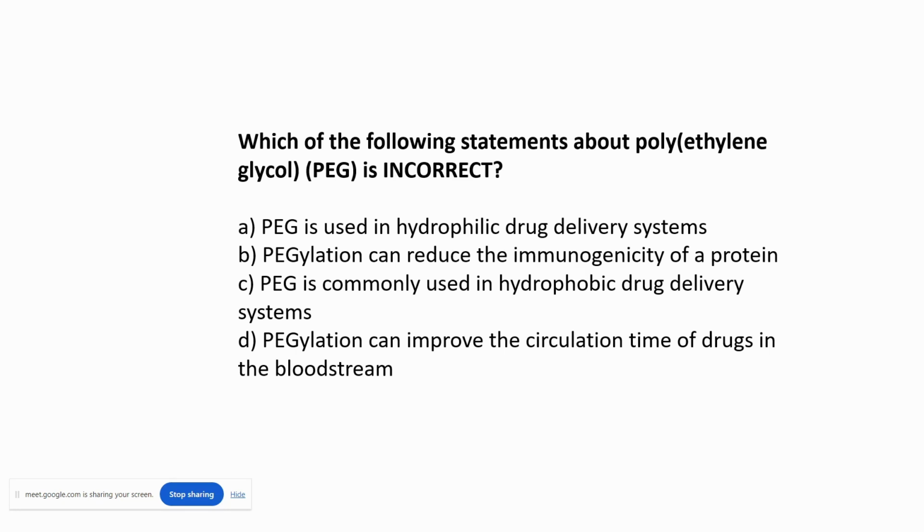And PEGylation can improve circulation time of drugs in the bloodstream. If you're PEGylating your drugs or your particles, it is preventing absorption of proteins onto your PEGylated molecule, which will eventually reduce interaction with immune cells and increase its circulation time in the bloodstream. So most of these options are correct regarding PEG in this question.